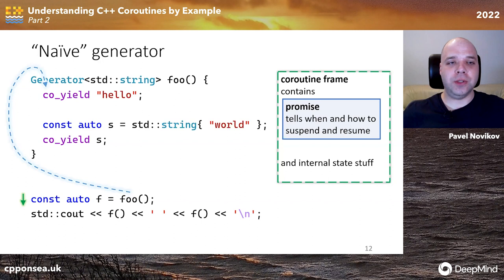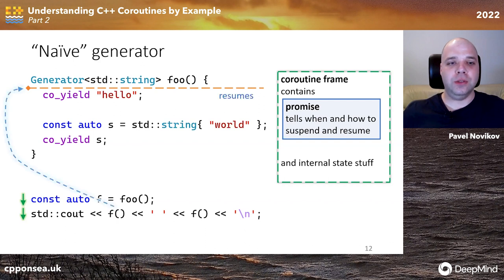Next, we start to execute the body of our coroutine function. We get to co_yield. First of all, we get to initial suspend point where we suspend because this is the way we want it to work. I'll explain it a bit later. Next, we finish the execution of the first line, the first statement. We have the constructed generator object, which is associated with the coroutine that is suspended at the initial suspend point.